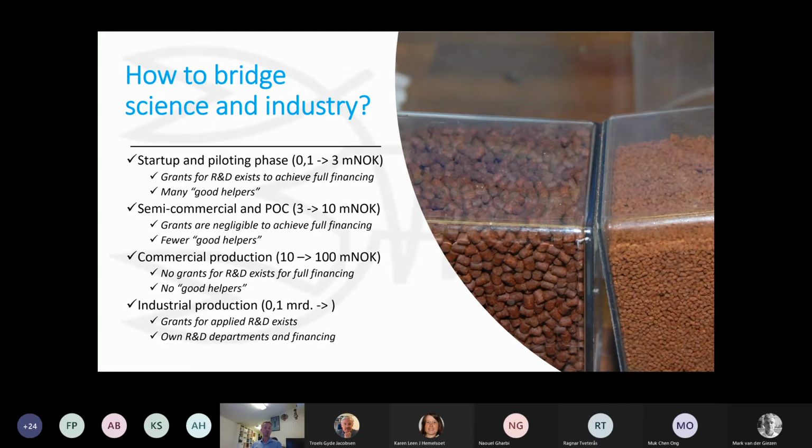And when you reach the commercial production, there are no grants that can actually sustain or justify the use of R&D in the magnitude that you need. And that is, of course, again, excluding the EU funding opportunities. And when you become an industrial player, then there are grants, and normally you have employees or departments that handle your own R&D, and you also have financing to do more R&D on your own behalf.